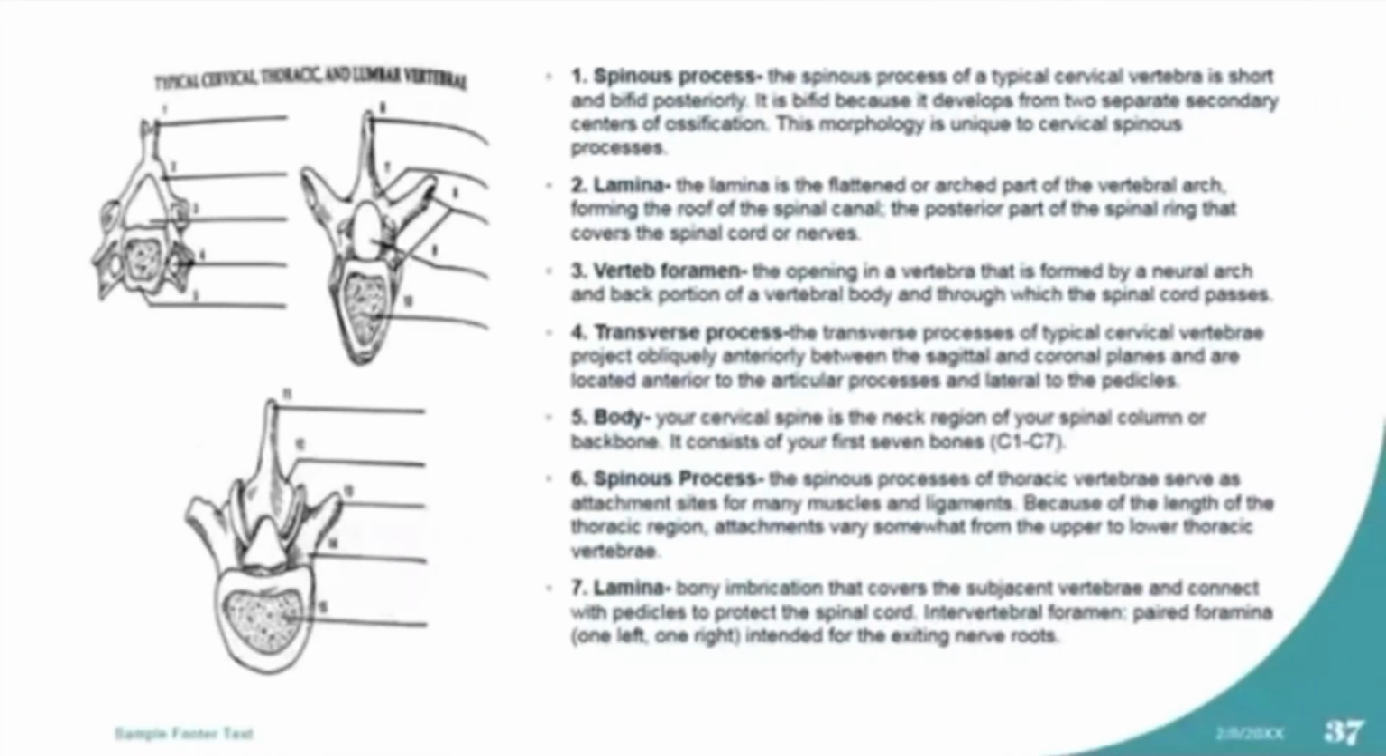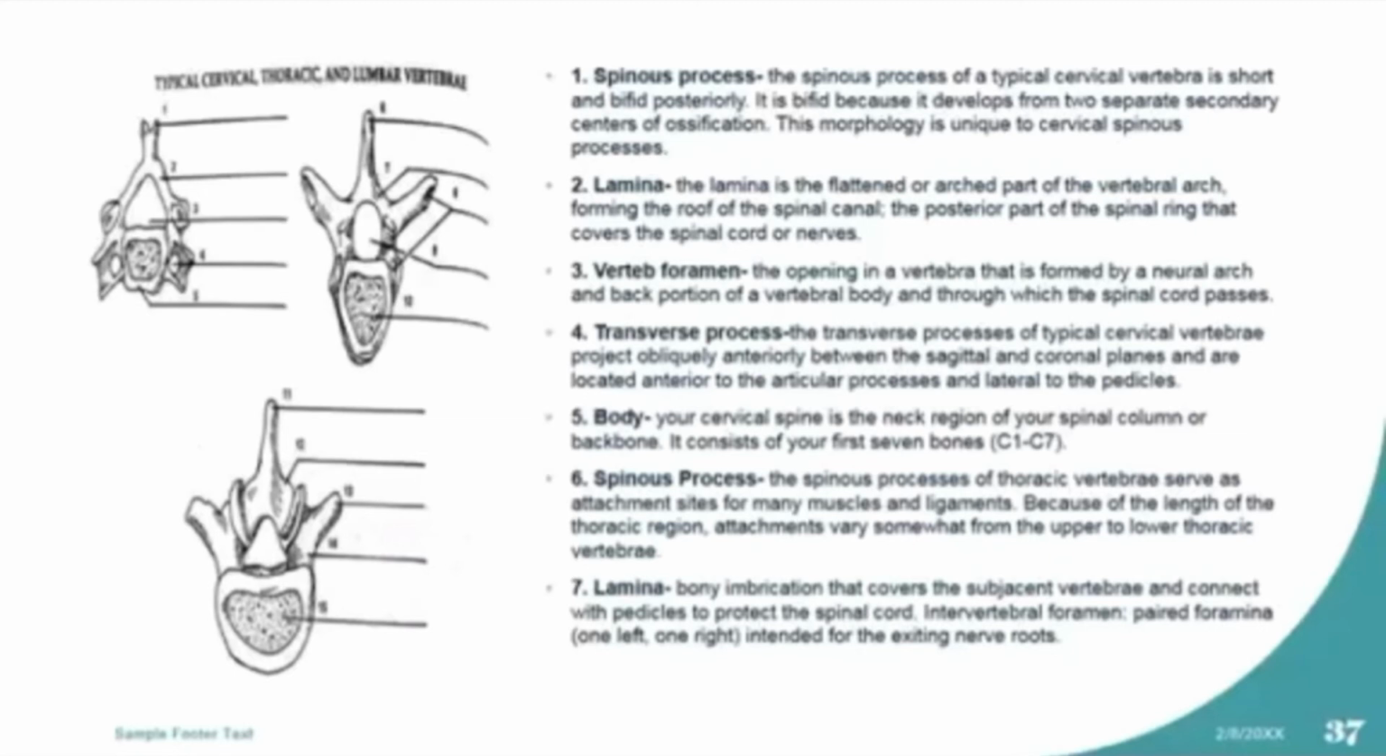So the next part is the typical cervical, thoracic, and lumbar vertebrae. Number 1 is the spinous process. The spinous process of a typical cervical vertebra is short and bifid posteriorly. It is bifid because it develops from 2 separate secondary centers of ossification. This morphology is unique to cervical spinous processes.